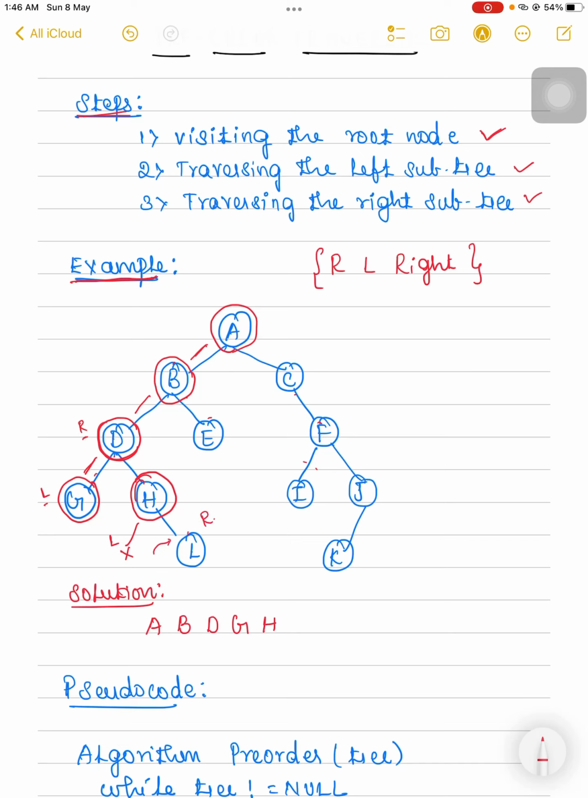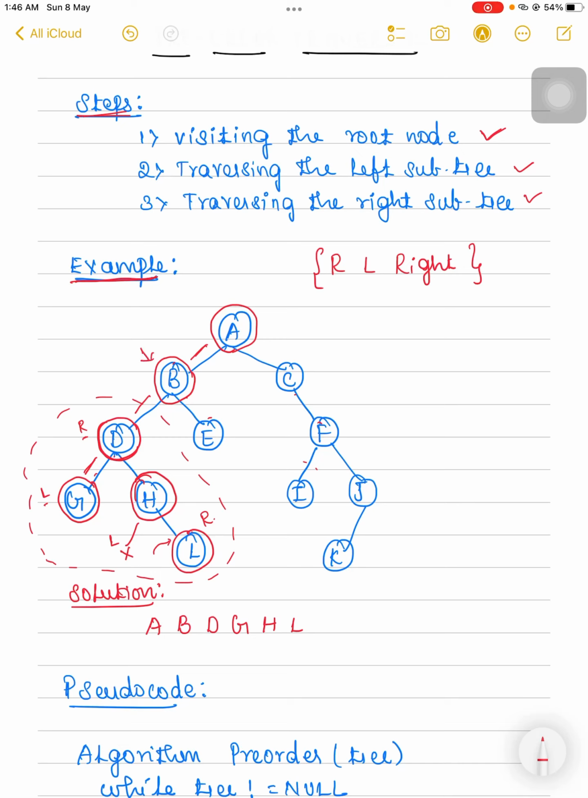L is not acting as a root node for any node. It is just acting as the right node for the node H. So after visiting the root node H, there is no left node, so directly it is moving on to the right node. The right node is L. So after visiting the node H, the node L will be visited. Now the left subtree of the root node B is visited.